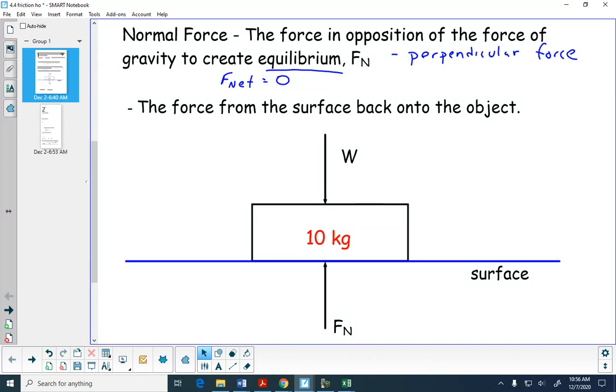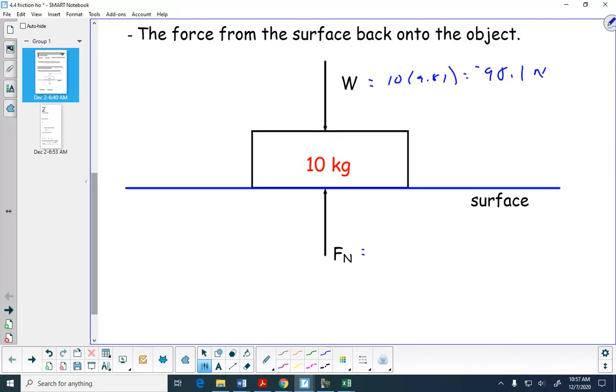So if we take a look here, here's our 10 kilogram mass. We have weight, which is pushing it downwards at 10 times 9.81, which is 98.1 newtons, going downwards. We have a force normal, which is equal but opposite to that, 10 times 9.81, which is 98.1 newtons, and that is positive since it's going upwards. So that is our surface supporting our object and supplying a force back up to our object so the object doesn't fall through.